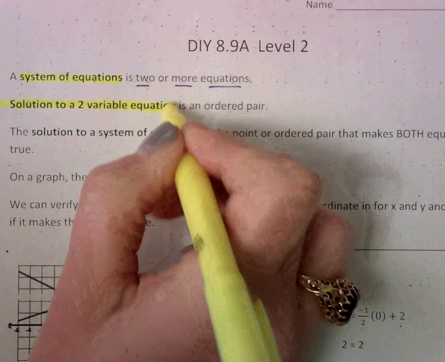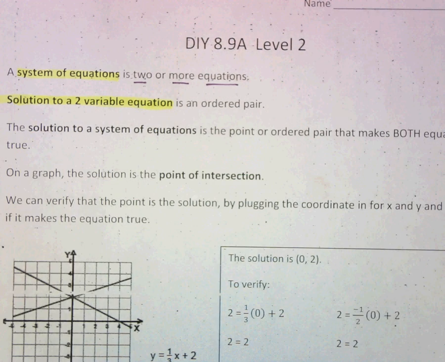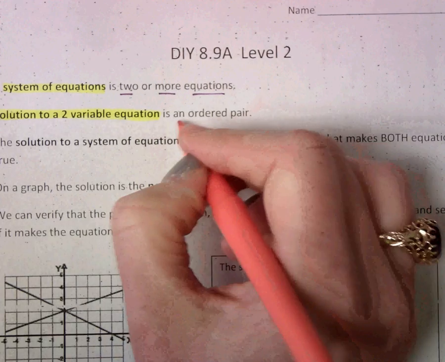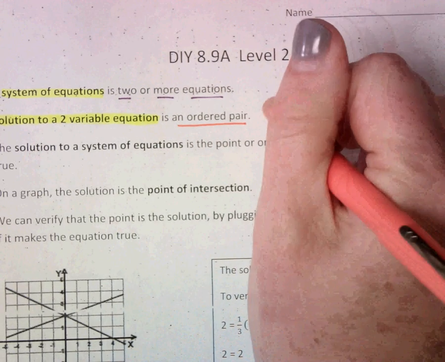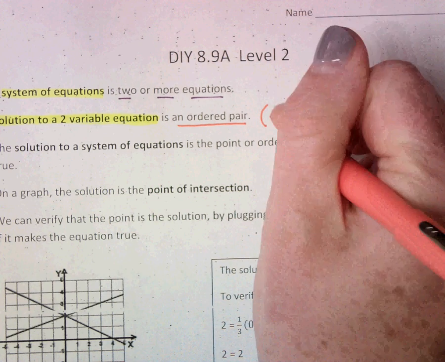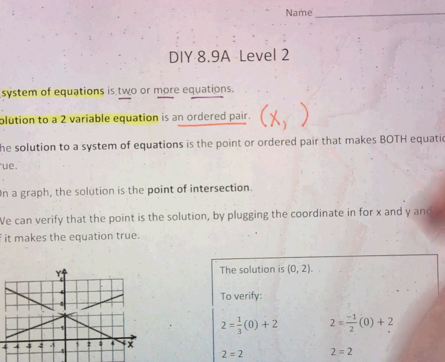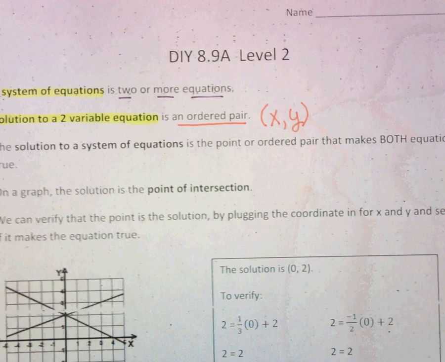When we talk about the solution to a system of equations, or the solution to a two-variable equation, most of the time the equations we've solved have only had one variable, like x or y or n. But now, since we have two variables, an x and a y, our solution is an ordered pair. And so we're always going to state our solution as an ordered pair. And remember, it's the x value and then the y value.